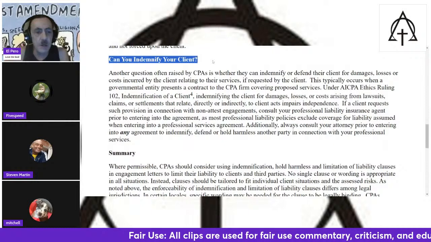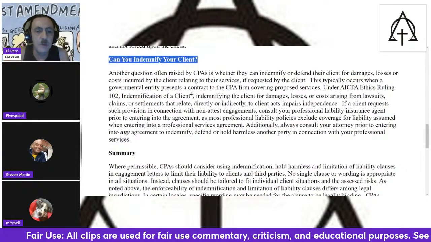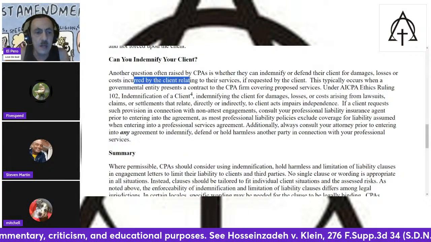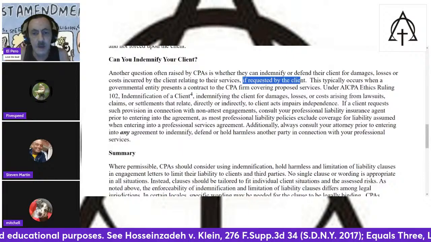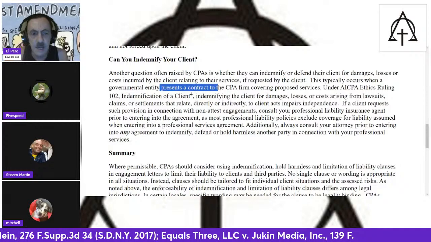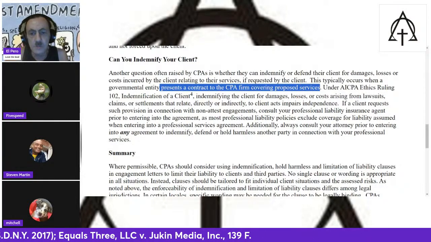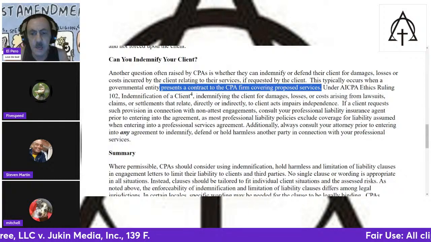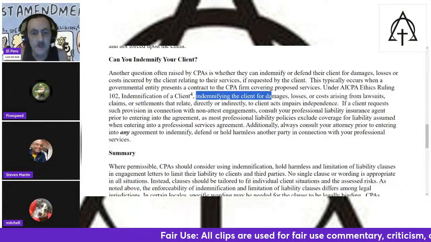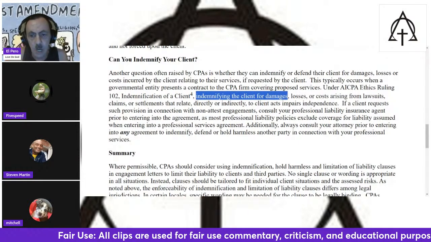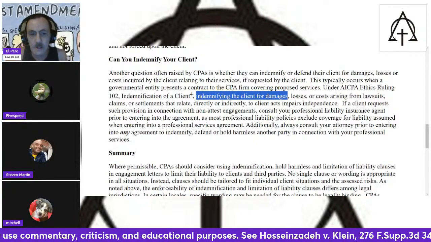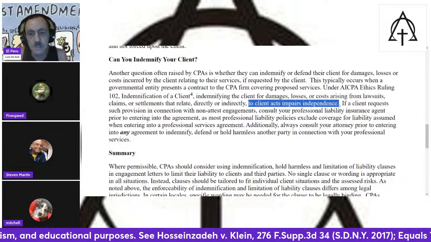Can you indemnify your client? Another question often raised by CPAs is whether they can indemnify or defend their client for damages, losses, or costs incurred by the client relating to their services if requested by the client. This typically occurs when a government entity presents a contract to a CPA firm covering proposed services. Under AICPA Ethics Ruling 102, indemnification of a client: indemnifying the client for damages, losses, or costs arising from lawsuits, claims, or settlements that relate directly or indirectly to client acts impairs independence.